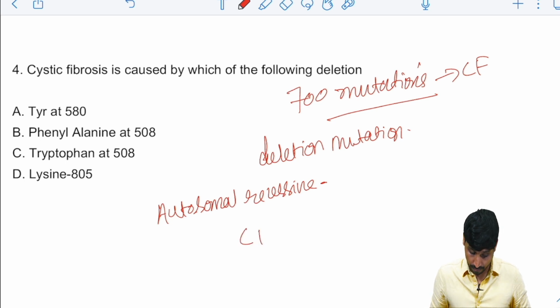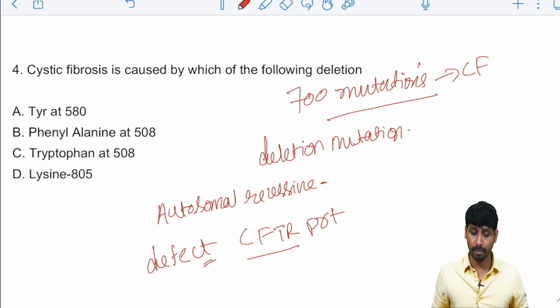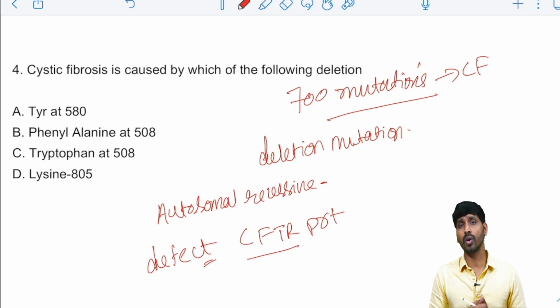What is that? CFTR protein. Because of the defect of the protein, CFTR protein. What is the full form? Cystic fibrosis transmembrane regulatory protein. Because of mutation, this CFTR defect leads to cystic fibrosis. Because of this, what happens? There will be inability in transportation of chloride. So what is chloride required for? Chloride is required for secretion of sweat and gastric juices. So for all these purposes we require chloride, right?